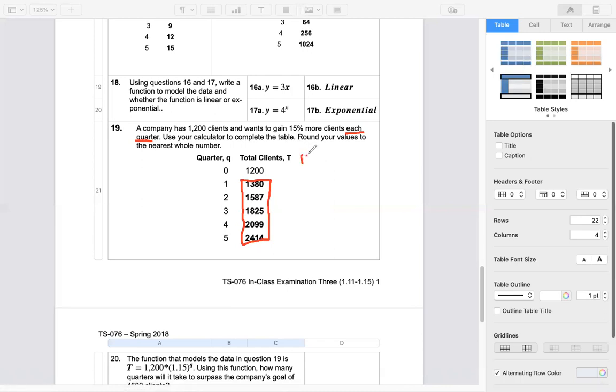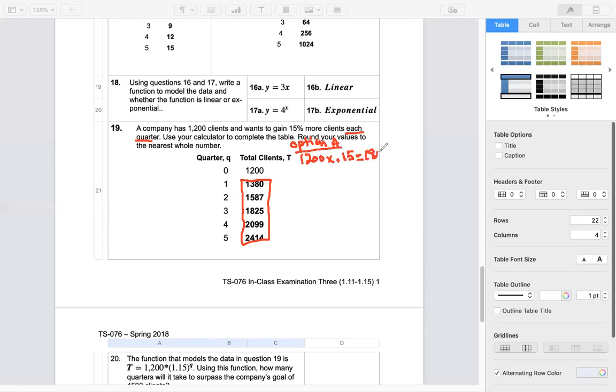Option A: you could go 1,200 times 0.15, which is 15%, and you would get an answer. 1,200 times 0.15 equals, did I do that right? I think I did, yep, 180.